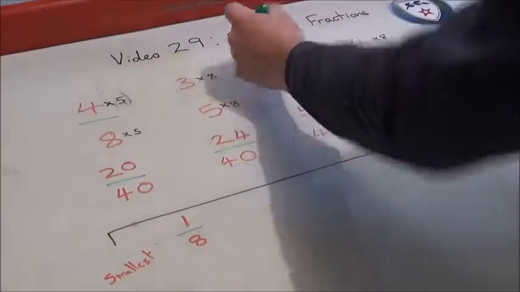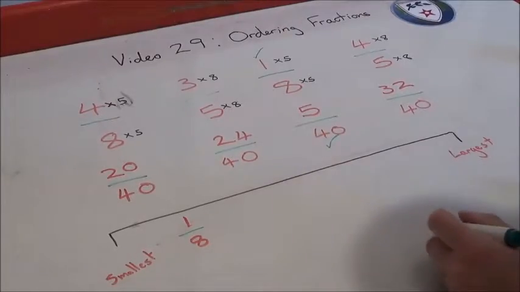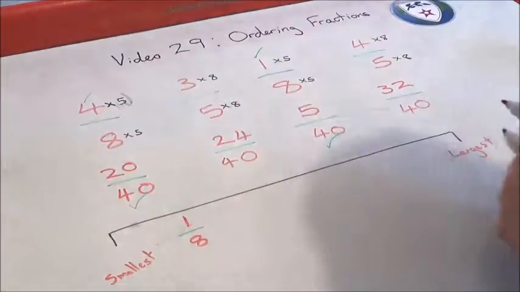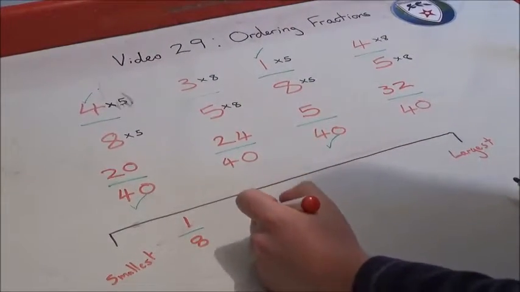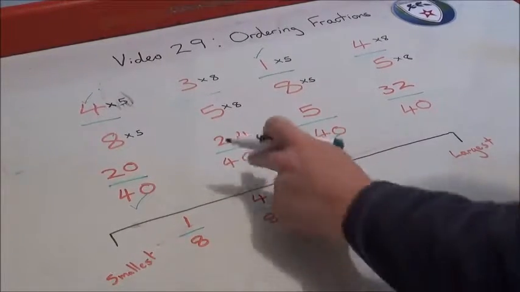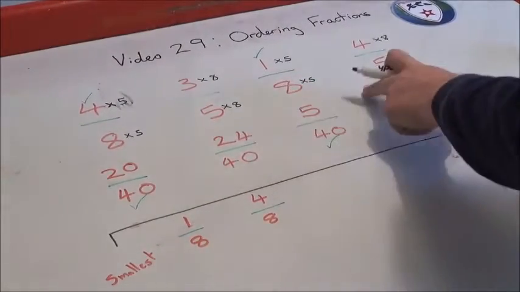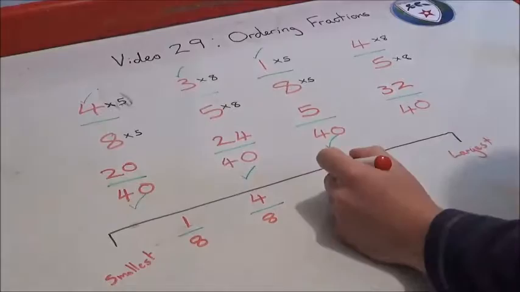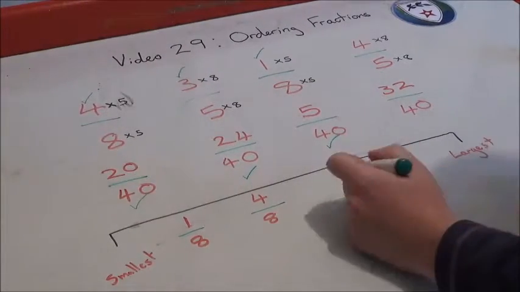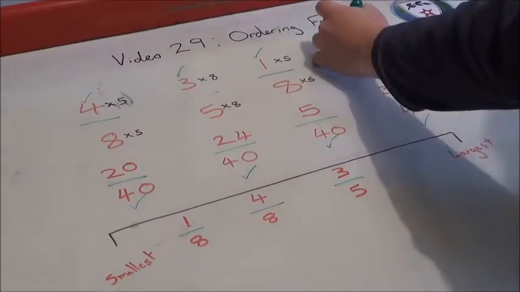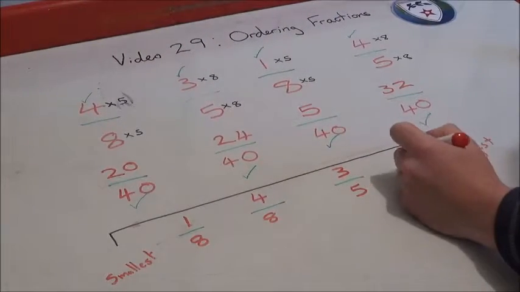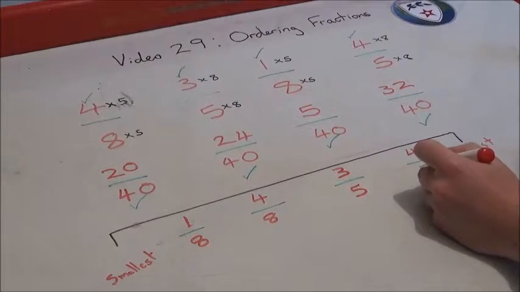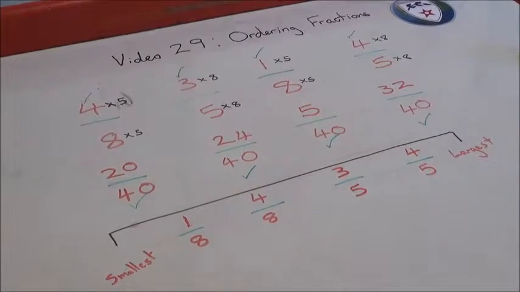And I'm going to put a little tick, so I've already done that one. I'll tick down here as well. Next smallest is 20 40ths, so that's 4/8. These two, we have 24 40ths, 32 40ths, 24 being our smaller, so 3 fifths. And finally, we have our 32 40ths, which is 4 fifths, as our largest fraction. Ordered and ready to move on.